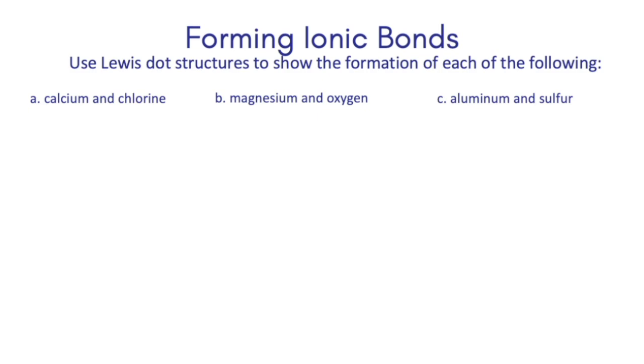Now we're going to use Lewis dot structures to show how ionic bonds are formed. We have calcium, which is in group 2 and has 2 valence electrons, and it's going to form a bond with chlorine, which has 7 valence electrons because it is in group 17. Here we have one electron from calcium that is going to be transferred to chlorine.